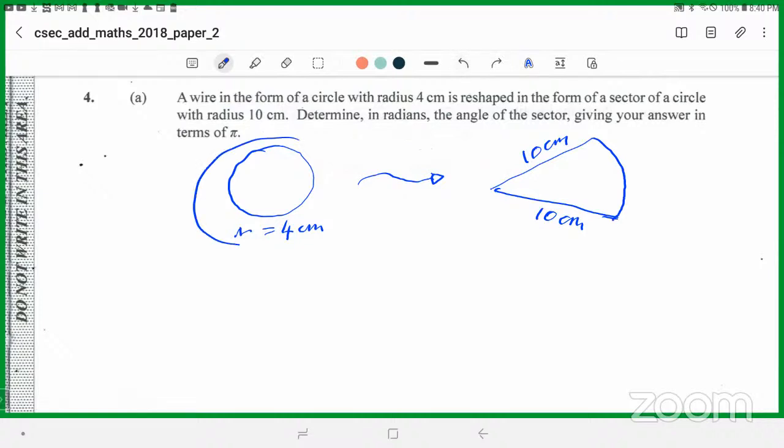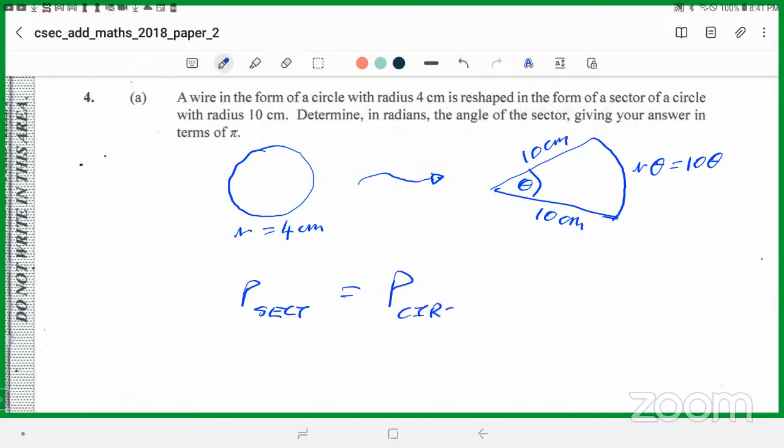So it means that the circumference of the circle is now equal to the perimeter of the sector. This arc length up here is r theta. If we call the angle theta, r is 10, and so it is equal to 10 theta. The perimeter of the sector is equal to the circumference of the circle. That's how we're going to solve this question. Because it was the same length of wire that was used.